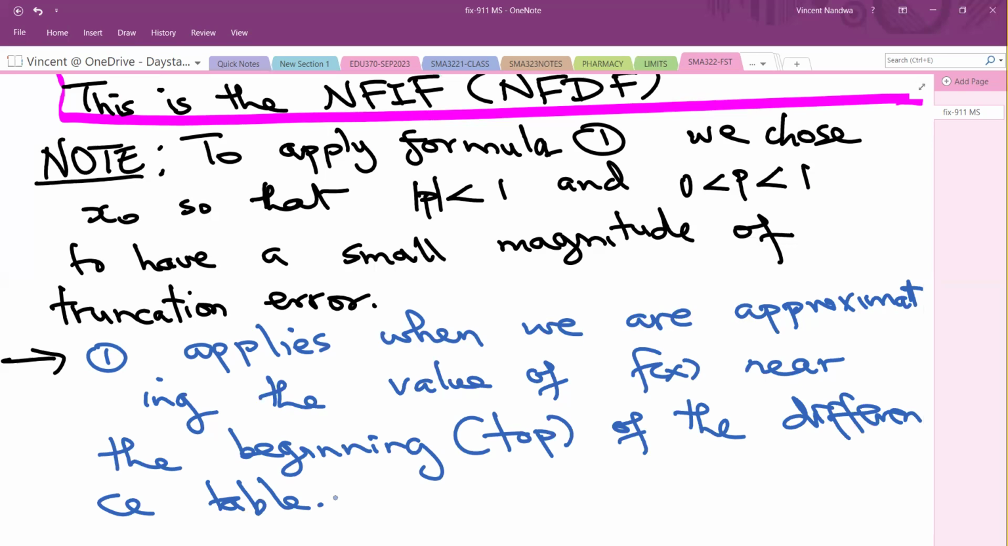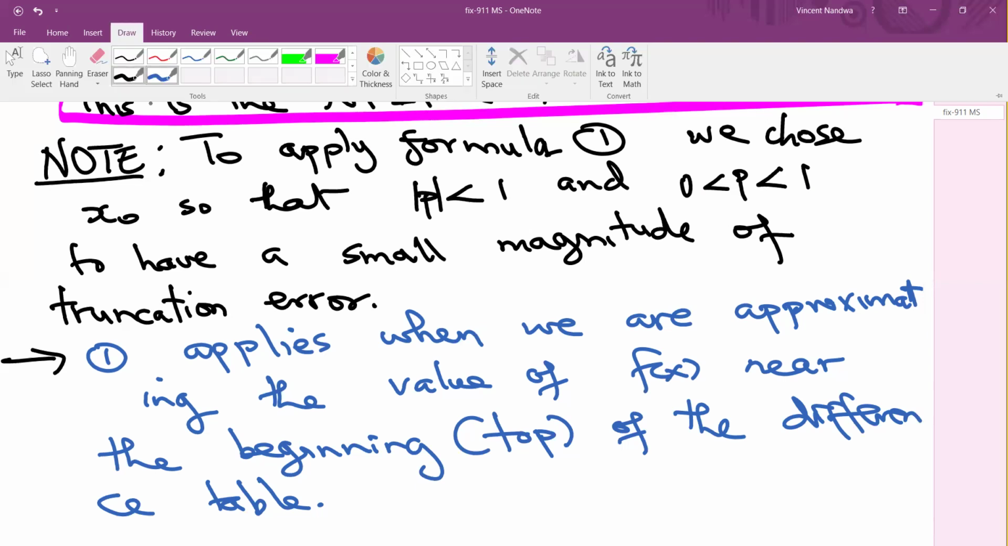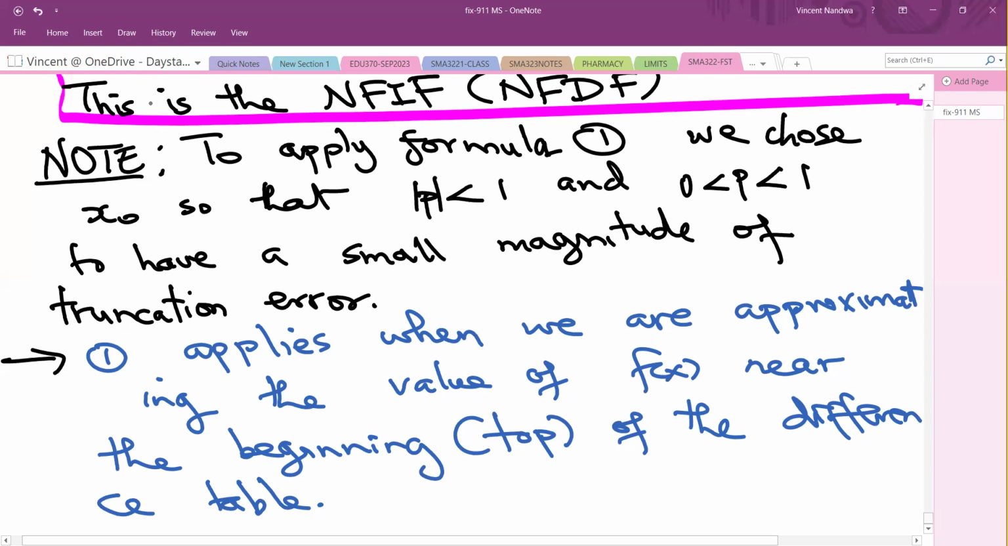So for me to test whether you understand how to interpret these conditions, I will not go directly into the example first. I'll derive the second formula, the Newton backward difference or interpolation formula. And then we'll do a problem combining both formulas.